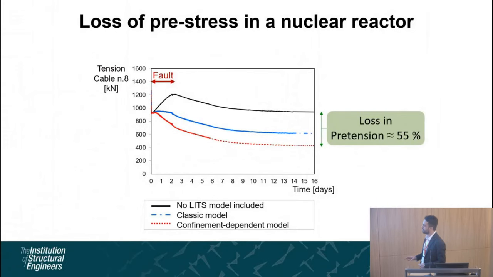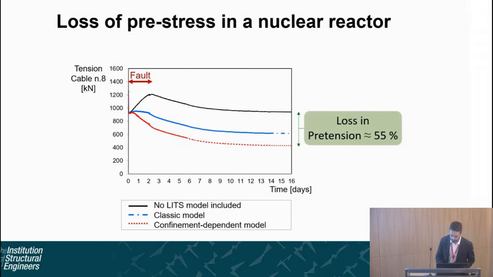In this slide, I've reported the results in terms of evolution of tension in cable number 8 as a function of time. I'm focusing on cable number 8 because this is the closest cable to the inner surface, and therefore it's the cable that's affected the most by the fault condition. As you can see, if no LITS component is included in our model, then the overall effect of a heating-cooling cycle is no loss in pretension. So let's have a look at the black curve. Now, if we use a confinement-dependent model, the red curve, the overall effect of the heating-cooling cycle is a significant loss in pretension, about 55% of the initial tension in the cable. And it's also interesting to see that if we use the classic model, a big portion of this tension drop is missed, more than one third.